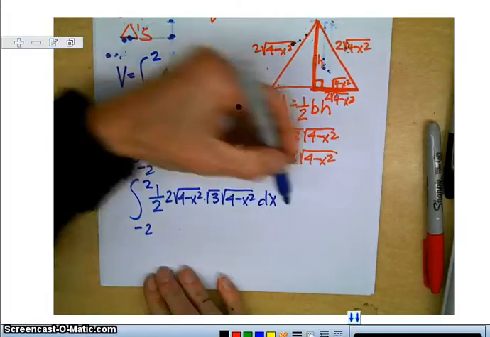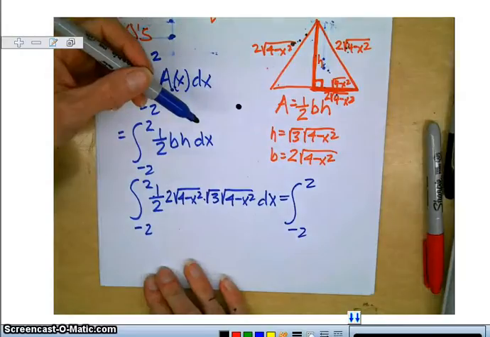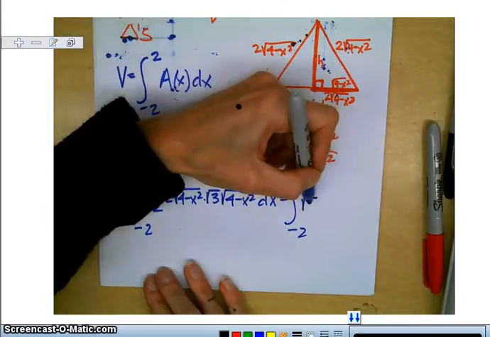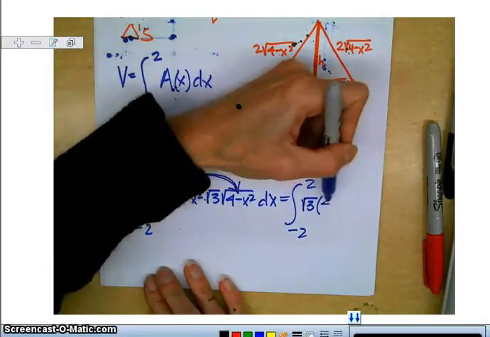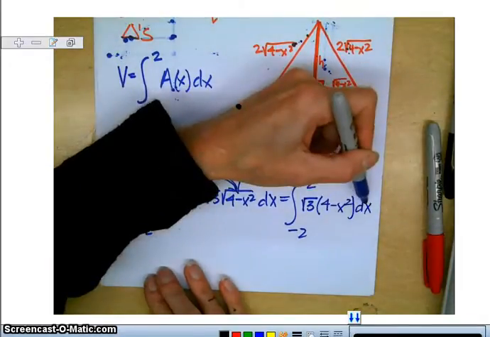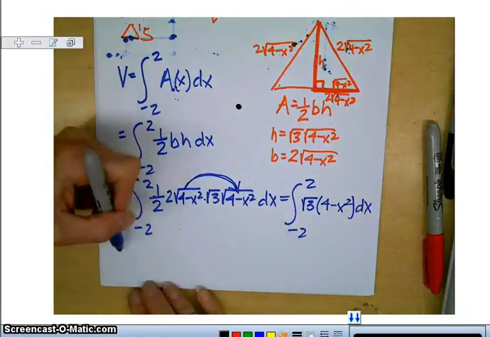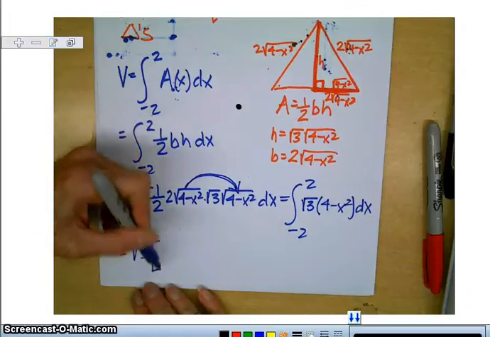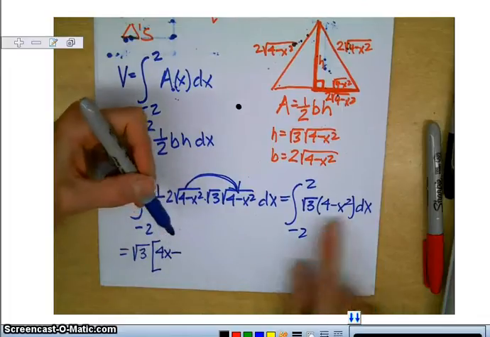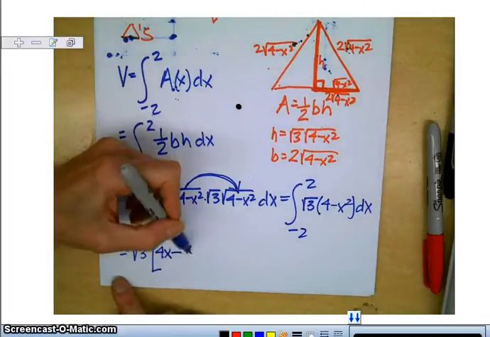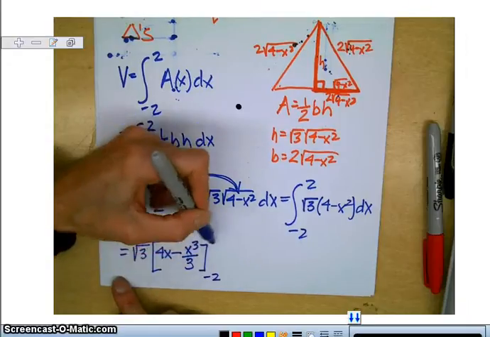Now can we simplify that a bit? Half of 2 is 1. That square root of 3 is just going to sit there, times, what do you get when you multiply those two? 4 minus x squared. Can I just pull that radical 3 out in front and not mess with it until the very end? So my antiderivative will be radical 3 times the antiderivative of 4 minus the antiderivative of x squared, x cubed over 3. Now we need to plug in 2 and -2.